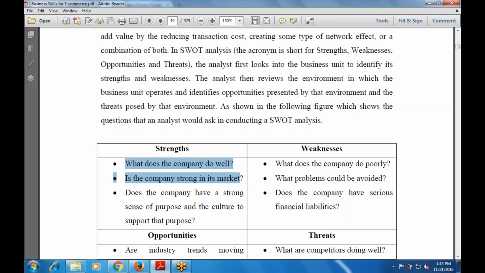Then weakness: what does the company do poorly? What problems should be avoided? That means what the limitations of the organization are, and what problems should be avoided for the sake of the business. Then, does the company have serious financial liabilities? Whether the company is in debt, or has several serious financial liabilities.